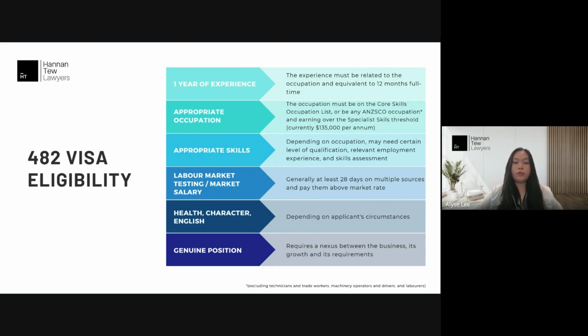Lastly, the role would also need to be a genuine position such that it truly exists and is consistent with the nature of the business. So, for example, it means that the role was not created for a migration outcome.